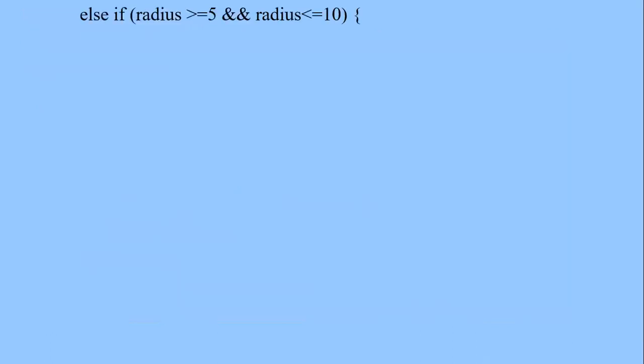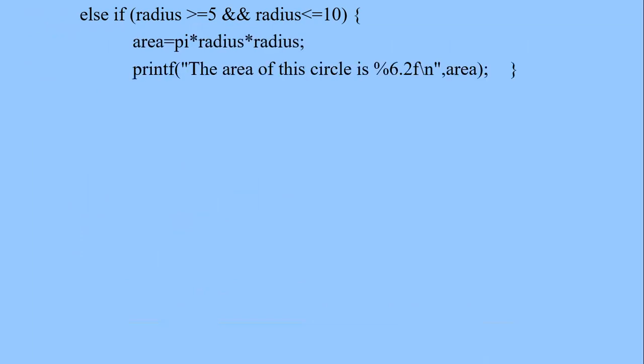Else, if radius is greater than or equals to 5 and it is less than or equals to 10, calculate area as follows. Display the area of this circle is, pick what's in the memory location called area, display it on the screen, but formatted into 6 characters, 2 of them being reserved for the fractional part.